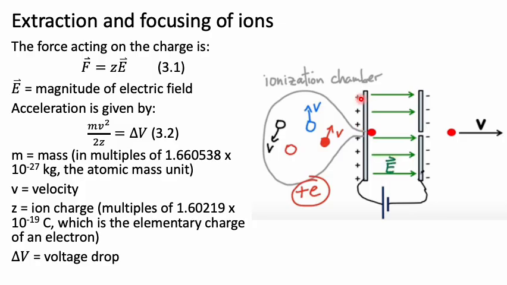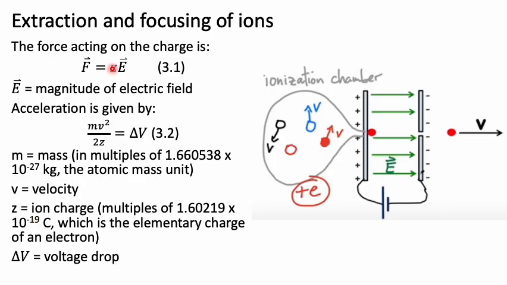And our electric field is causing them to move from the positive to the negative, or well, from the high voltage to the ground. So the force acting on them is equal to Z, which is the ion charge. The ion charge is in multiples of 1.60219 × 10^-19 coulombs. One of those is an electron. So if your ion charge is removing one electron, it's that number. If you have a doubly charged ion, it's double that number. Triply charged is triple that number, and so on.